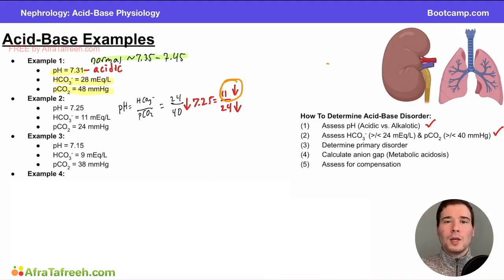Yes, absolutely, because we know that bicarb is essentially a compound that is going to create an alkaline pH if we have too much of it. So if we have too little of it, the opposite is going to happen, and we're going to get an acidic pH. And thus this one makes sense that it's the primary disorder occurring in this patient.